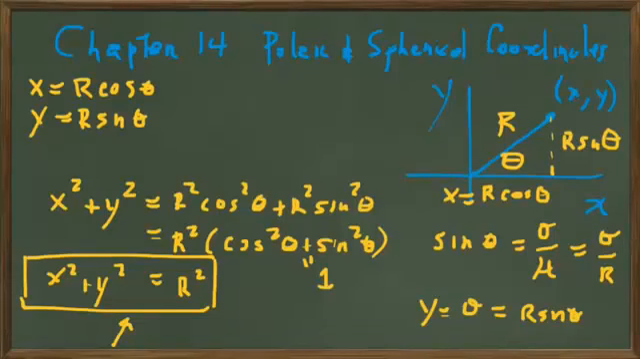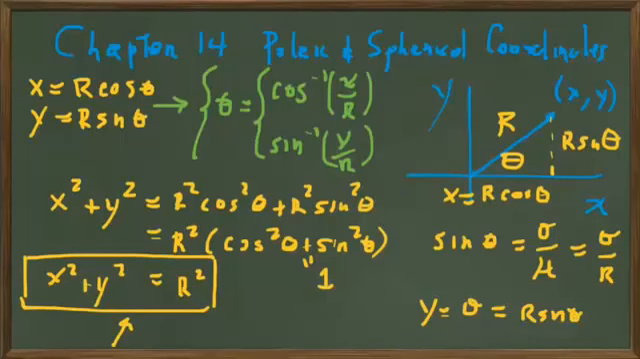From either of these, we get a relationship between theta and r. If we divide both sides by r, we get x over r, and then take cosine inverse. So theta is cosine inverse of x over r, and also we have that theta equals sine inverse of y over r.